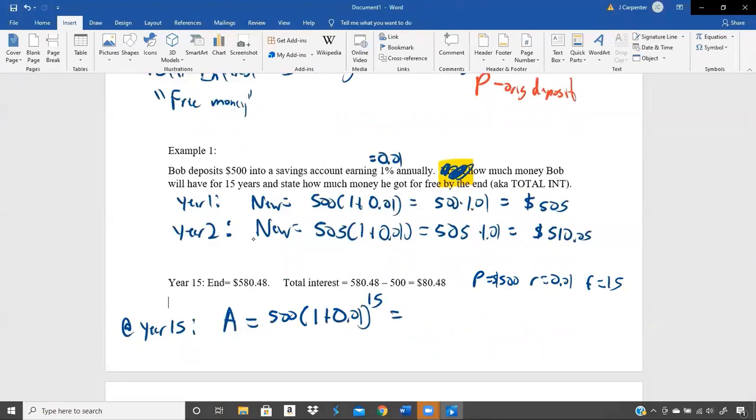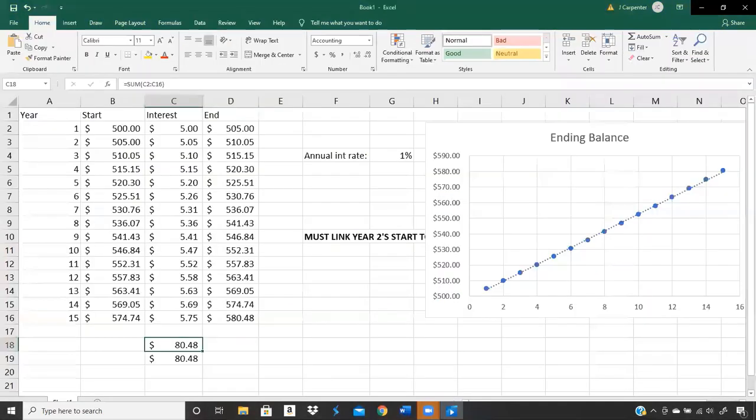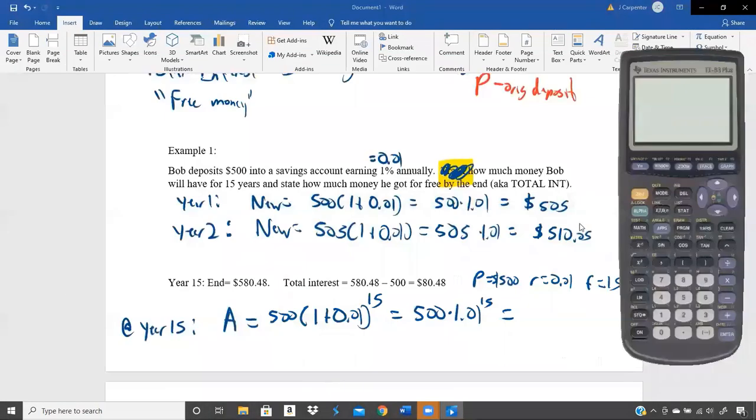If you want to simplify this, you can. That's 500 times 1.01 raised to the 15. Do not multiply these numbers together. Exponents come first. Now, I could type this in my Excel spreadsheet. I can absolutely use Excel to do that, or I can use a traditional calculator. So traditional calculator, here we go, 500. I'll show it both ways, parentheses, 1 plus 0.01. Your calculator may not work exactly the same as mine, so you have to learn it.